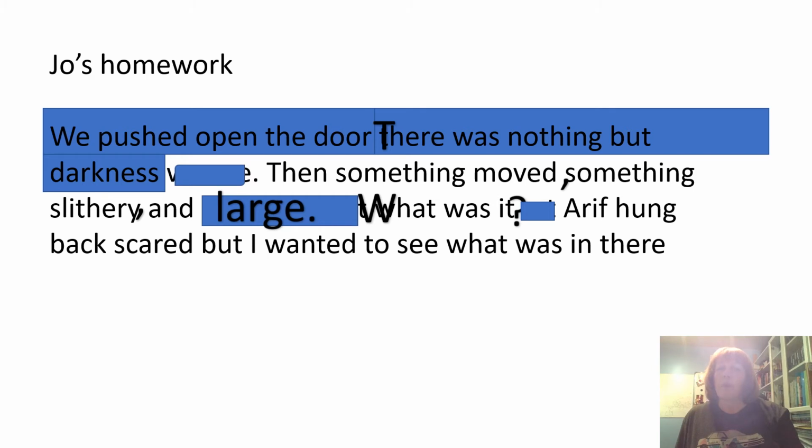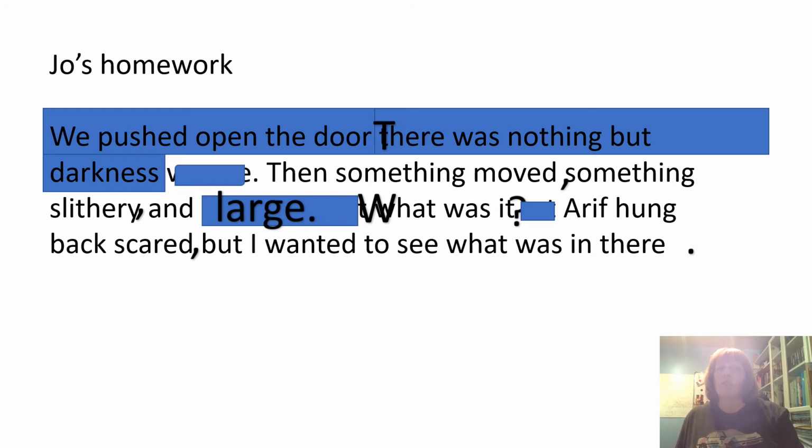Now, do you remember when we did work on simple sentences and we said when you put the word but in for the first part of that sentence you could add a comma? Let's see if it works. Yes, that's where it would go. Arif hung back scared, but I wanted to see what was in there. Now we need something to end that sentence. Yes, it could be a full stop, or you could add an exclamation mark there, couldn't you? So that's the first part of Joe's homework.